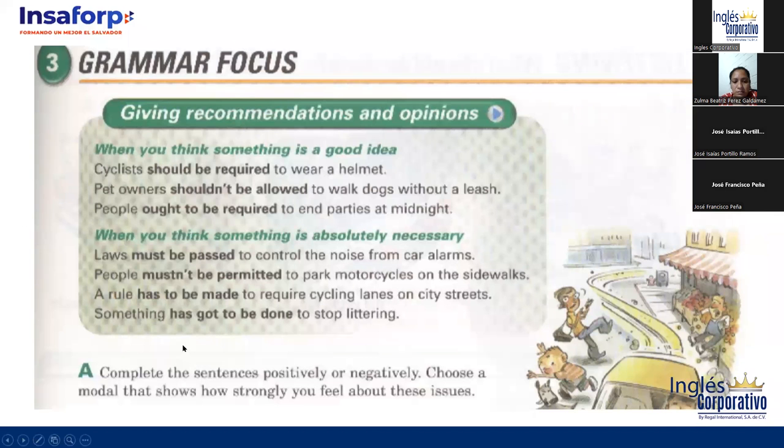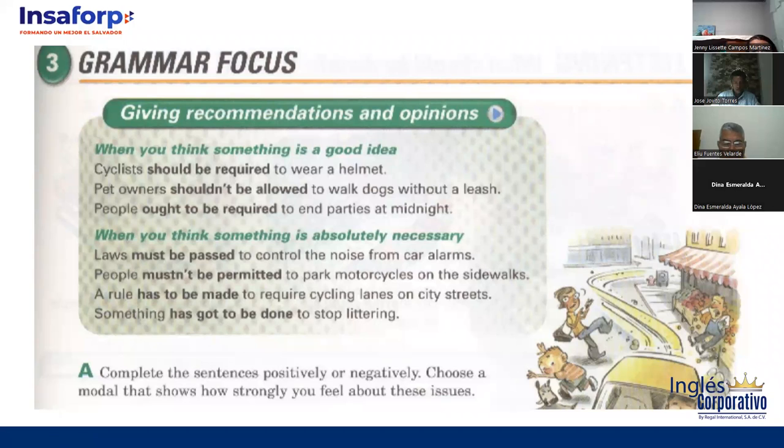So, giving recommendations and opinions, guys. Just before moving to this part, do you have any questions about the defining and non-defining clauses? Is it clear now? Any doubts that you would like me to clarify? No? Okay, very good. So there are no questions, it's clear as water.